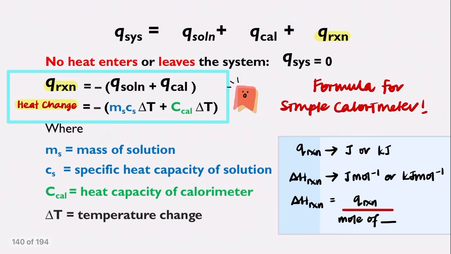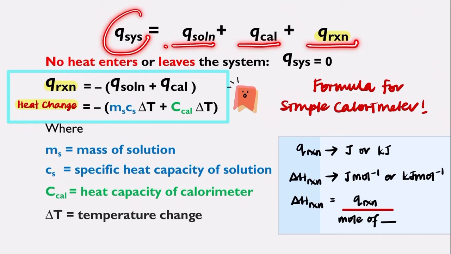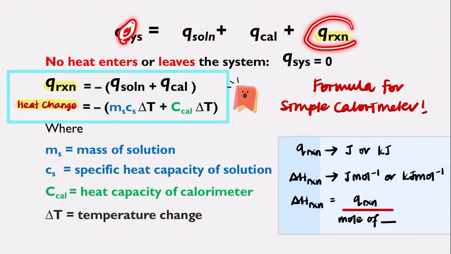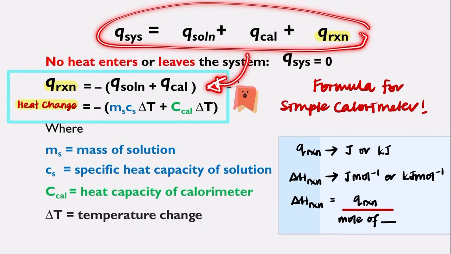Okay, so this is important. This is what I was talking about. The heat of your system is equal to your solution, calorimeter, and reaction. Since no heat enters or leaves the system, that means the heat of your system is equal to 0. We can find the heat change for your reaction. So in order to find heat change, we will rearrange our equation here to get this.